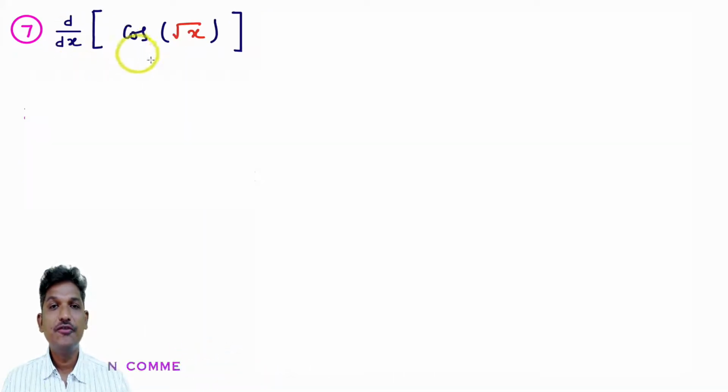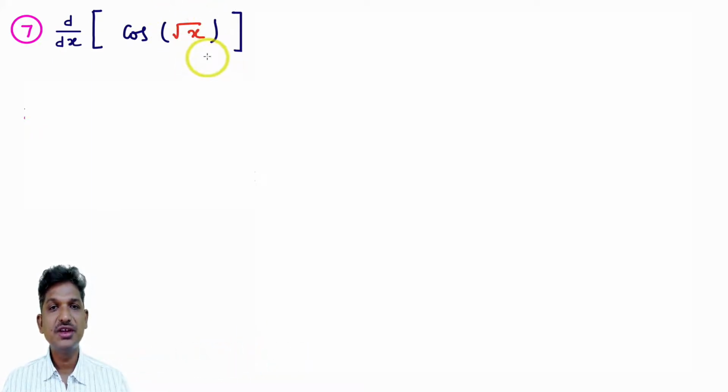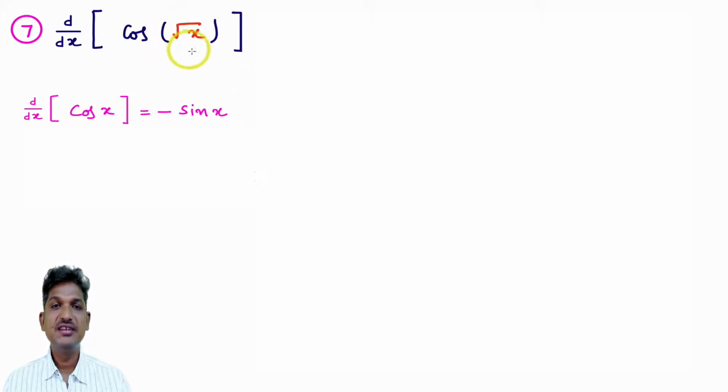D by dx of cos of root x. How to differentiate? You learn 23 formulas, na? Which formula is suitable here? You look here. Derivative of cos x. Derivative of cos x is minus sin x. This formula you learn. Now you observe here. I'll imagine root x as x. You imagine root x as x. It looks like cos x.